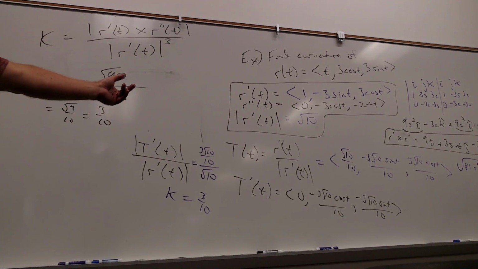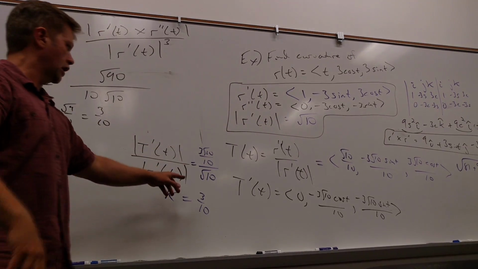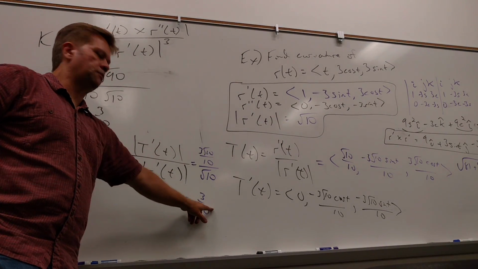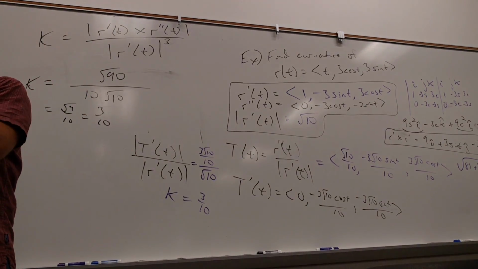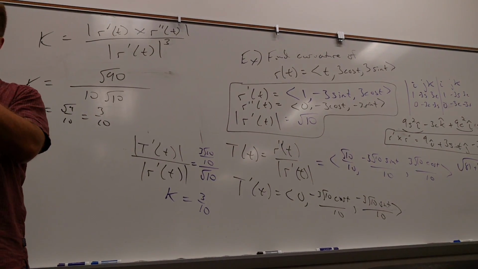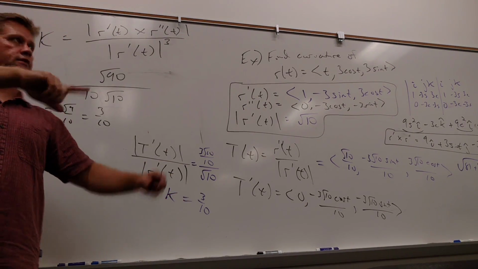Exactly. And this one was not necessary because it's constant. But there can be some where this will be dependent on t, and then they have to either give you t or give you a way to figure out what t is. So this is an example of one that's got constant curvature. It's really easy.